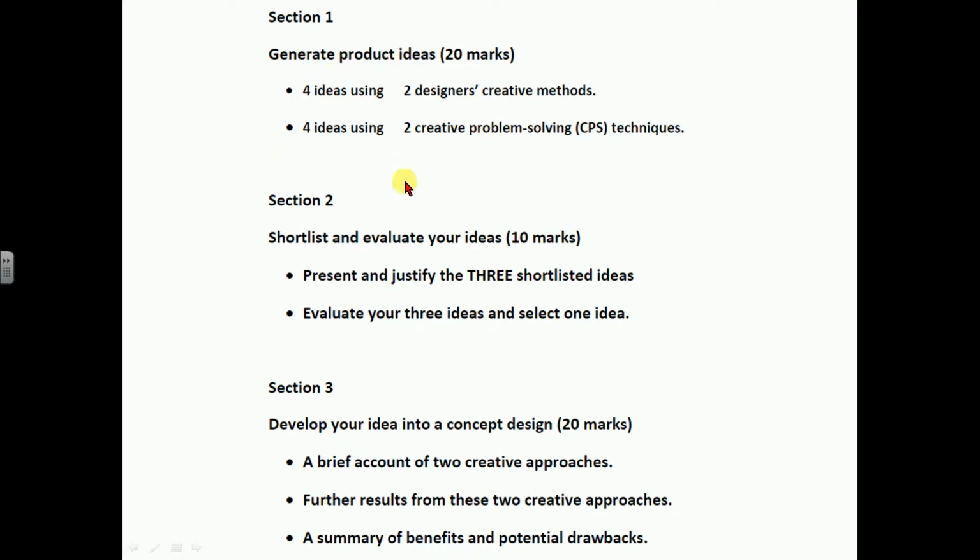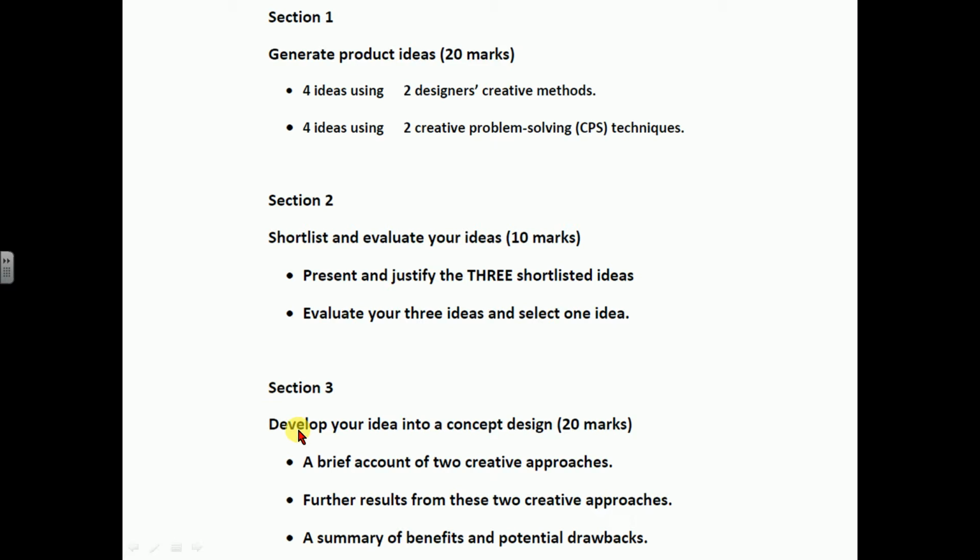So you start off in section 1 with your 10 ideas. In section 2 you take those 10 ideas and shortlist down to 3. So you make a shortlist in that section 2. From that shortlist, you then do a more refined evaluation. They want at least a matrix evaluation, and you should talk about materials, good points and bad points for your ideas.